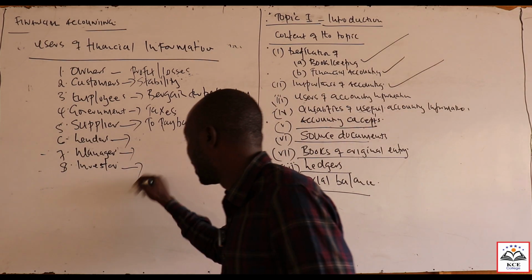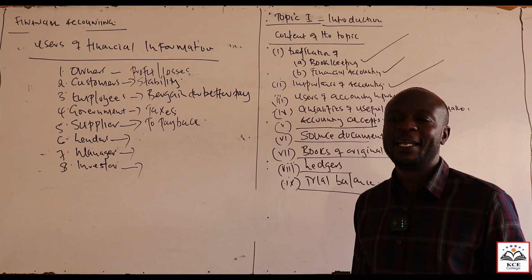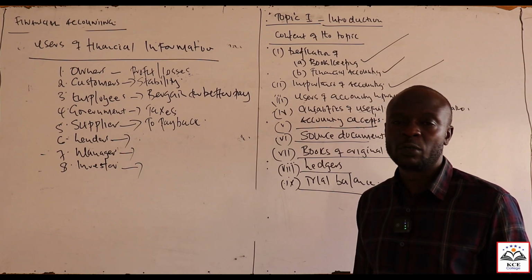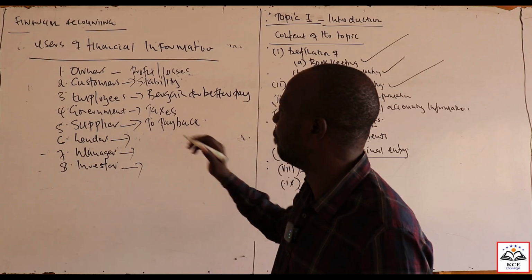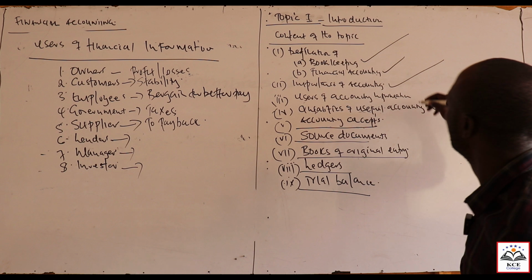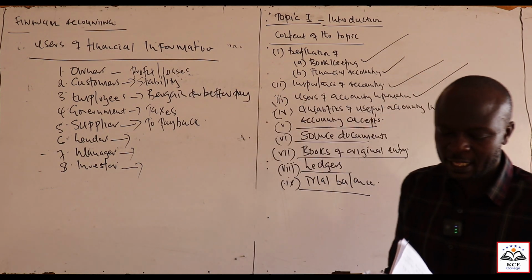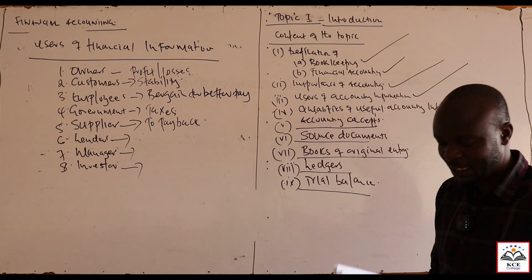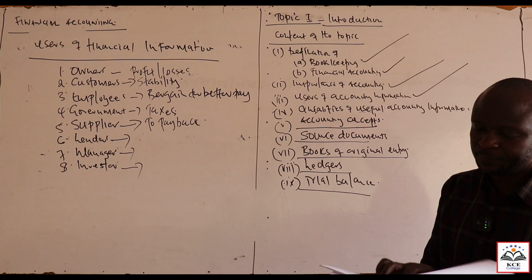Then the investors, finally, they want to see whether the business is viable, that it can give them returns, supposing they decide to invest. So they want to know the viability of the business. So those are what we call the users of financial accounting information. They are the ones that we've outlined. Further information and details are in the accompanying notes, which we're going to share.